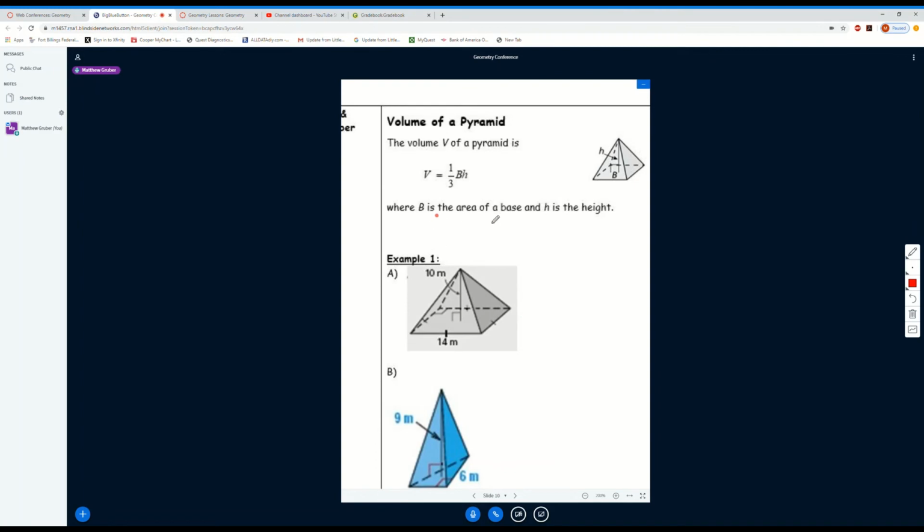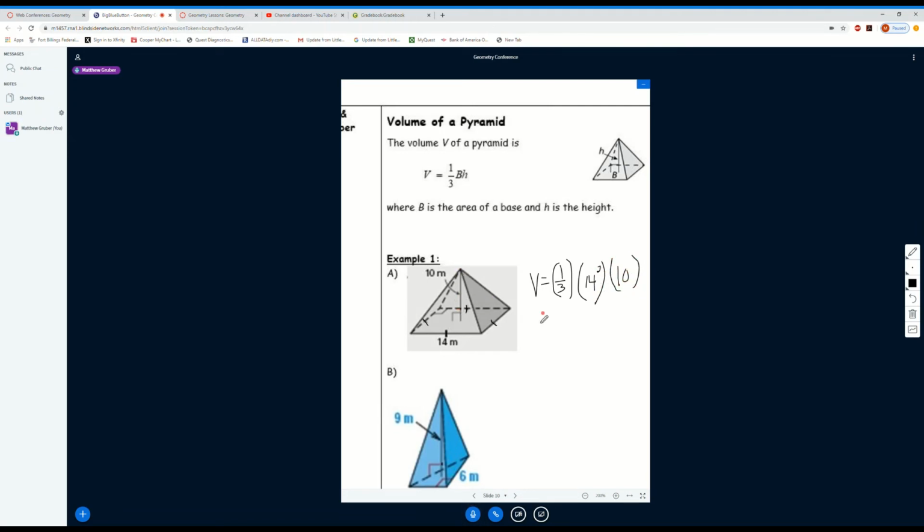So here's my pyramid. I know it's kind of hard to see, but we have these tick marks along the base telling me that the base is a square. So the volume is going to be 1/3 the area of the base. The area of a square is side squared, so 14 squared, times the height of the pyramid, and the height of the pyramid is 10. So it's just a calculator problem.